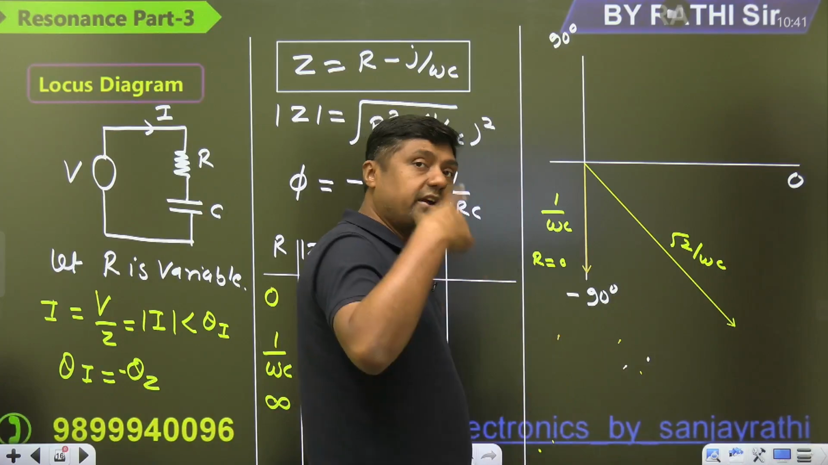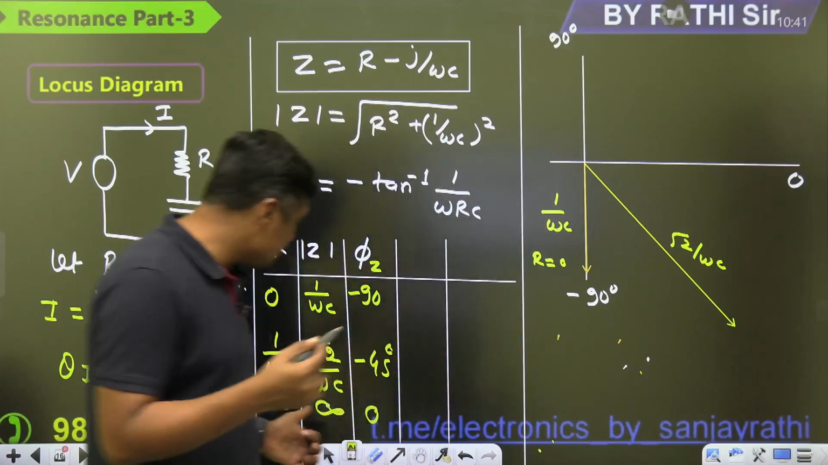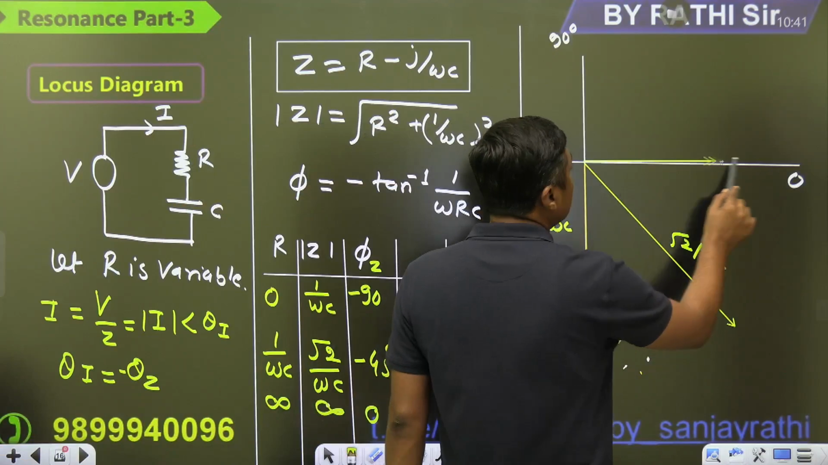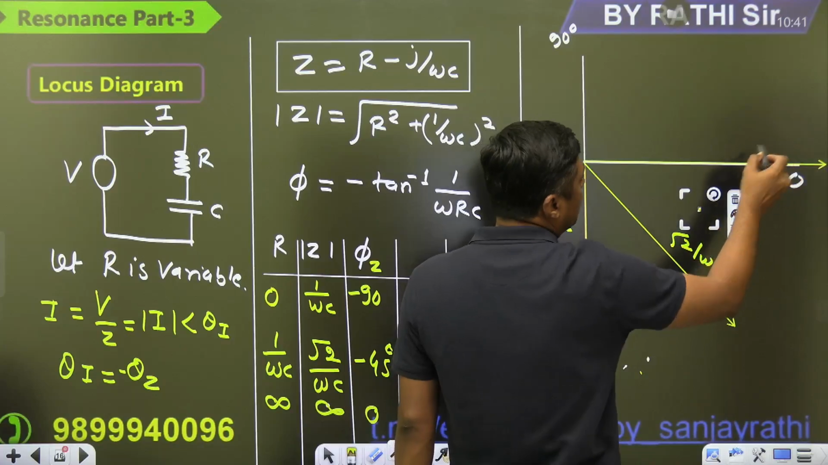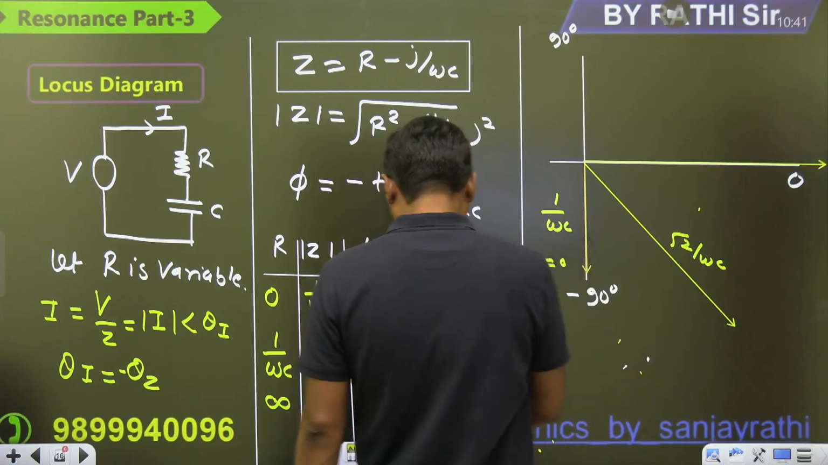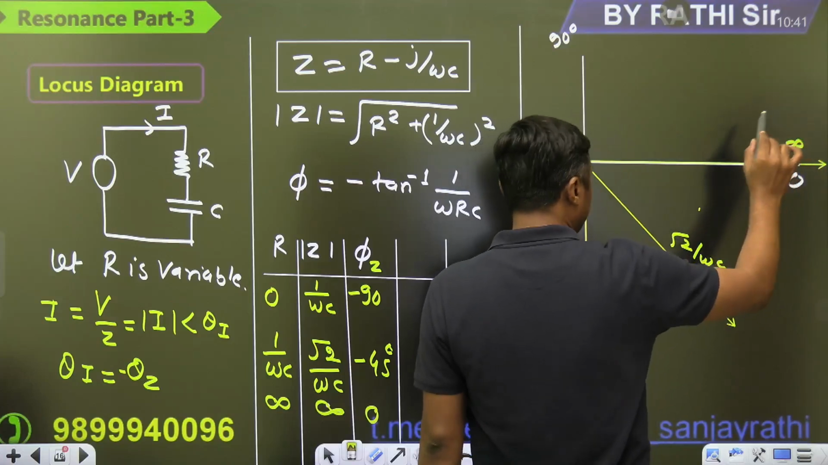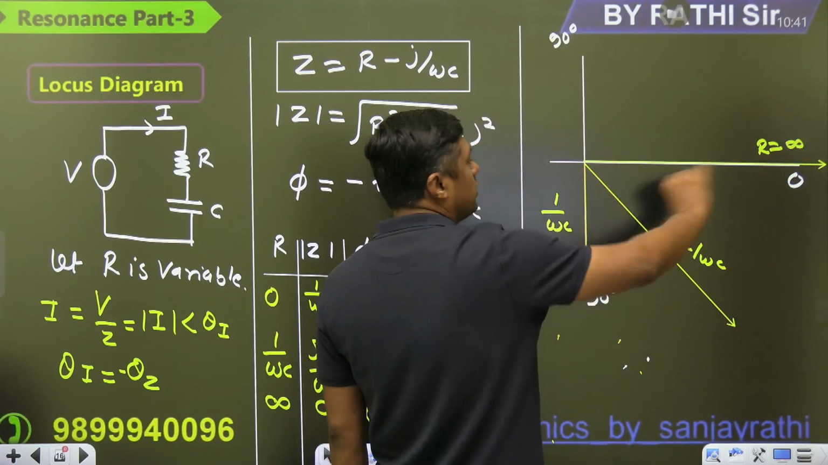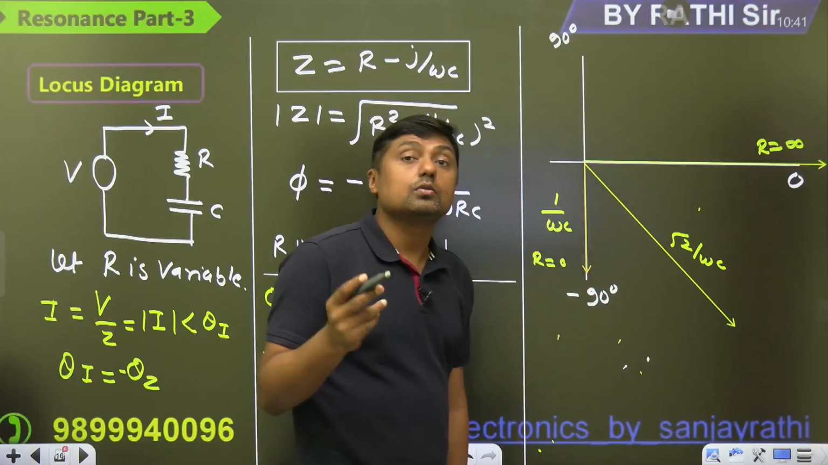Right? And finally at infinity, when R is infinite, it will become infinite. And what is the angle? 0. So you have to draw up to what? Infinity, but practically it is not possible to show. So at omega R equal to infinity, the impedance will become infinity, and that is the range. And the length of this phasor is what? Infinite. Practically not possible to show.